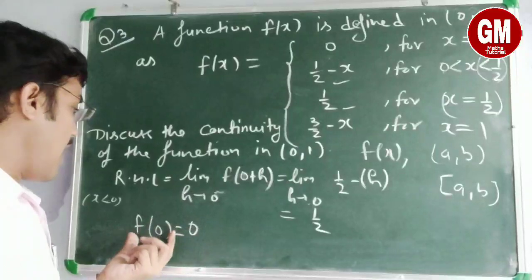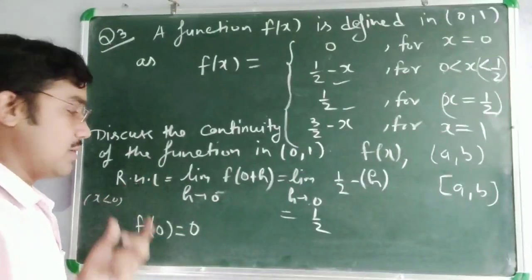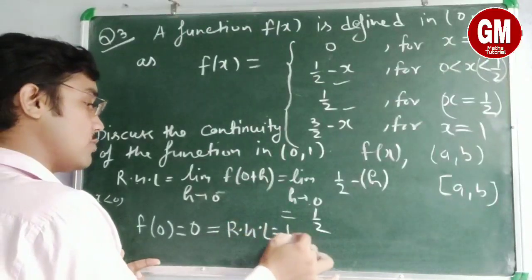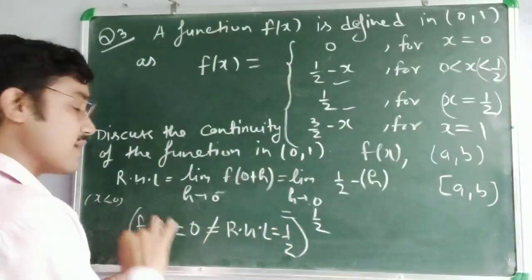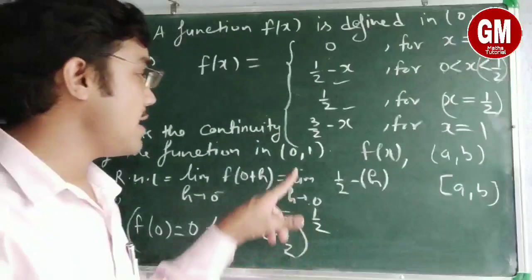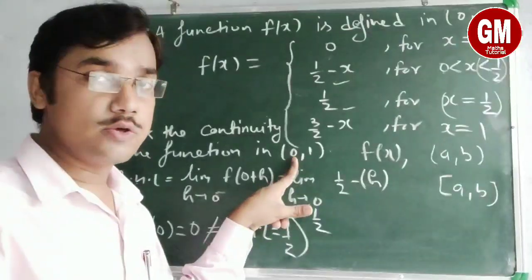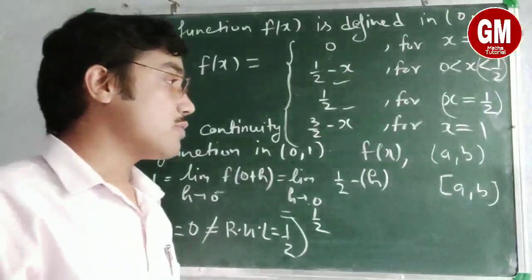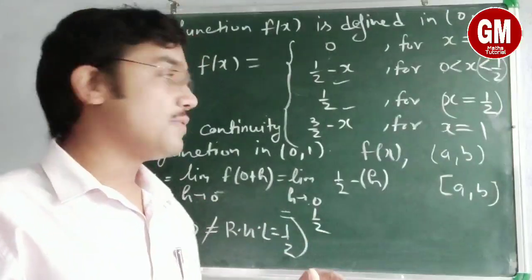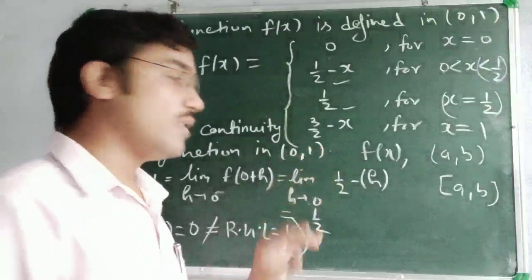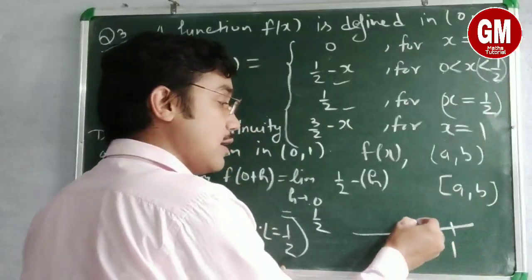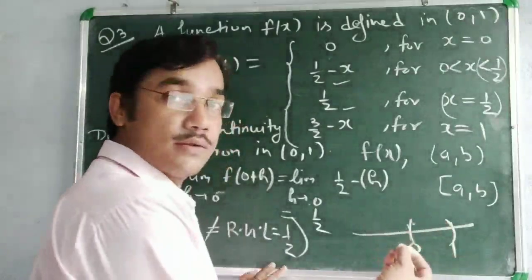So look at here, f0 is not equal to right hand limit. F0 is not equal to right hand limit, that is 1/2. Then we can say that function is discontinuous at the boundary point 0. But we can't say that function is discontinuous, because in open interval these points 0, 1 will not lie in the interval, that is 0, 1 do not lie in the 0, 1 interval.